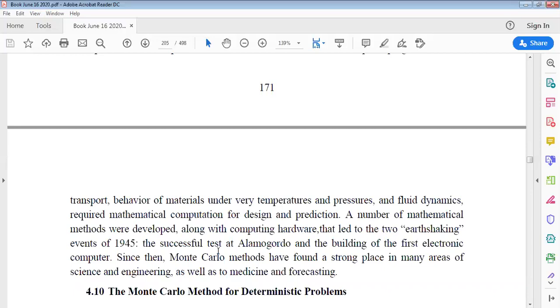Now, several mathematical methods were developed along with computing hardware that led to the 2 earth-shaking events of 1945: the successful test at Alamogordo, I hope I pronounce it right, and the building of the first electronic computer. So the nuclear and the electronics advancements were a great step for science and technology.